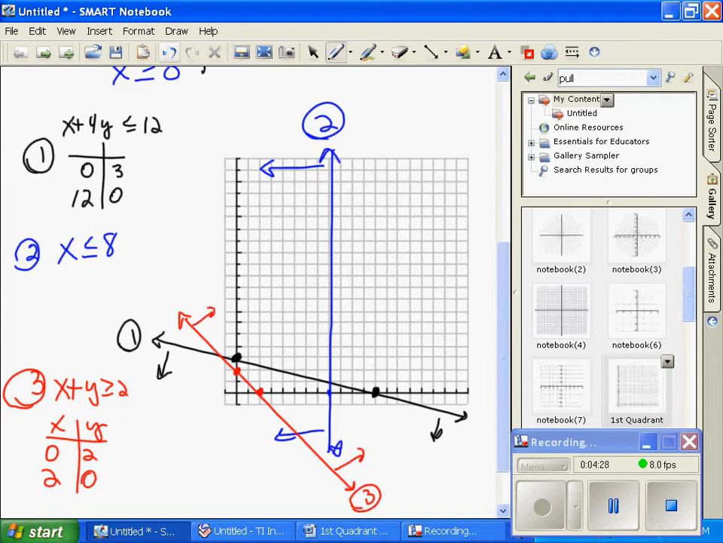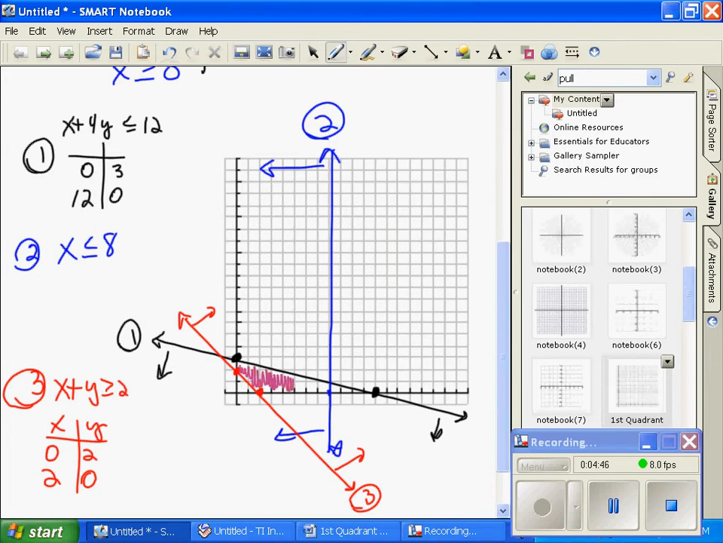Okay, so we're looking at the black, the blue, and the red line. I need to go to the left of the blue line, above and to the right of the red line, and below the black line, staying in the first quadrant. So let's get a fun color here. Let's get something like purple.